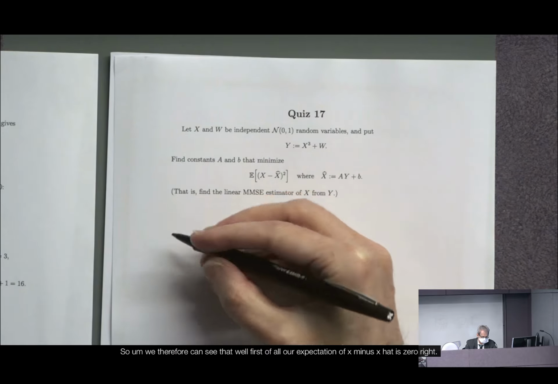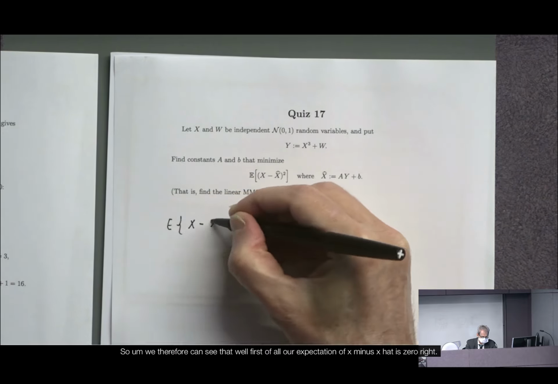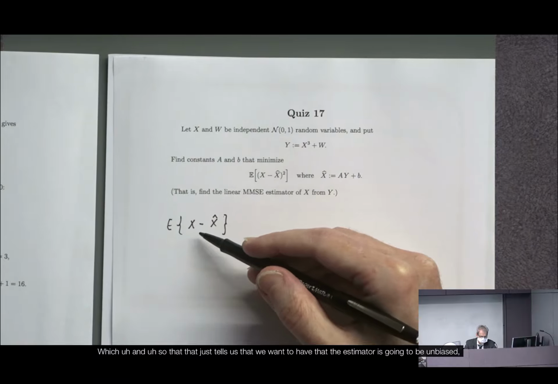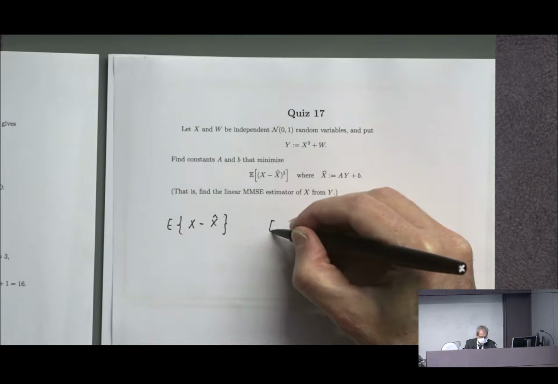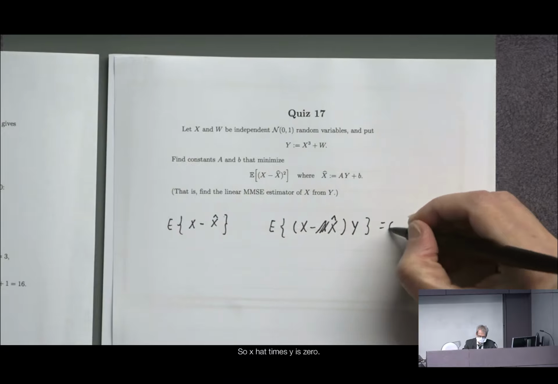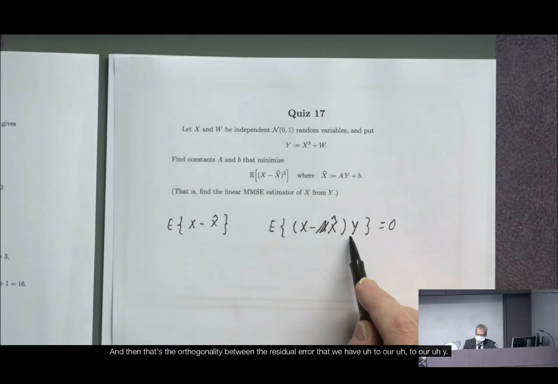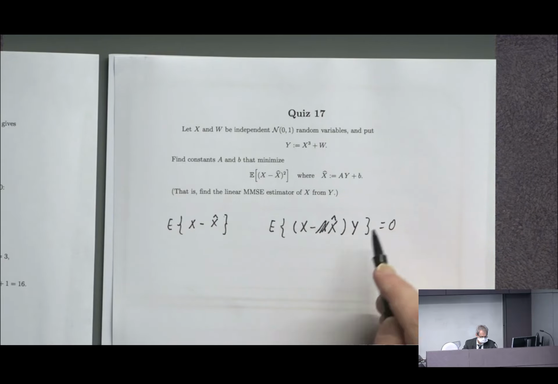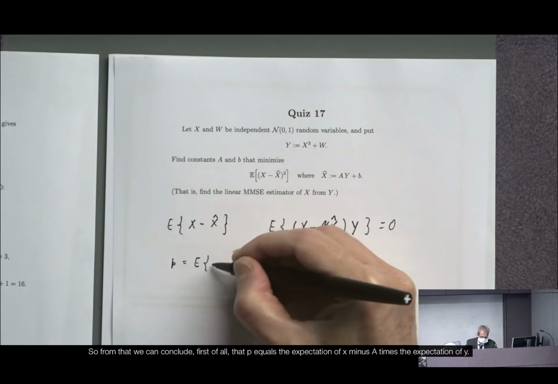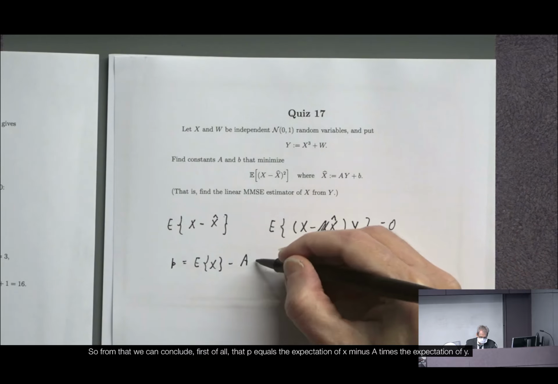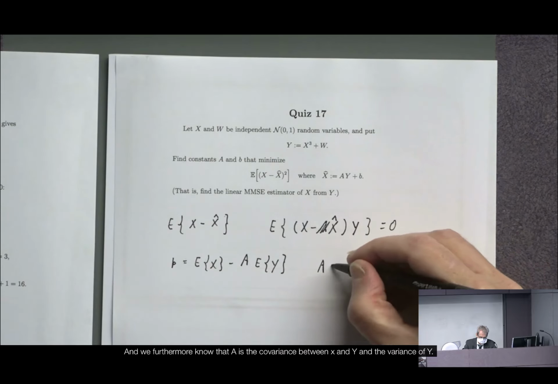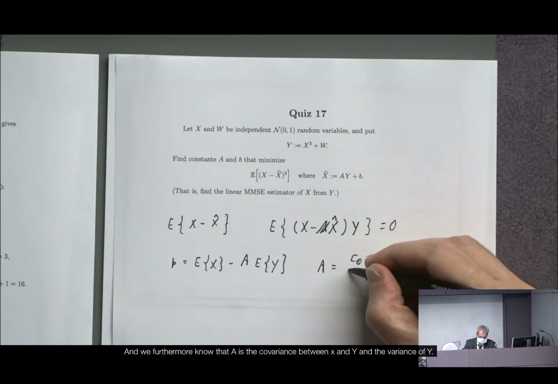So we therefore can say that, first of all, our expectation of x minus x hat is 0, which just tells us that we want the estimator to be unbiased, and we want the expectation of x minus x hat times y to be 0. And that's the orthogonality between the residual error and our y. So from that, we can conclude, first of all, that b equals the expectation of x minus a times the expectation of y. And we furthermore know that a is the covariance between x and y over the variance of y.